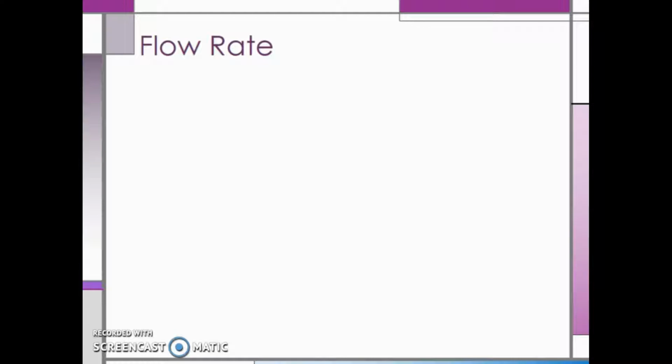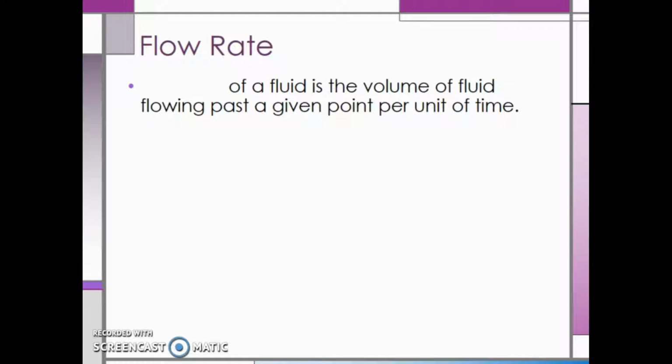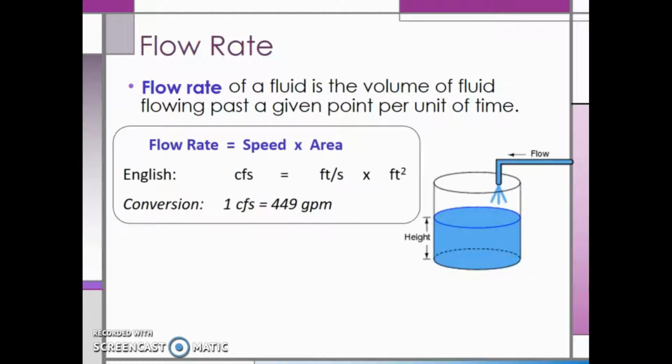Now that we know how fluid flows, we can discuss the flow rate. The flow rate of a fluid is the volume of fluid flowing past a given point per unit of time. In order to calculate the flow rate, we can take the speed in feet per second and multiply by the cross-sectional area in square feet. This will give us units of CFS, or cubic feet per second, for the flow rate.